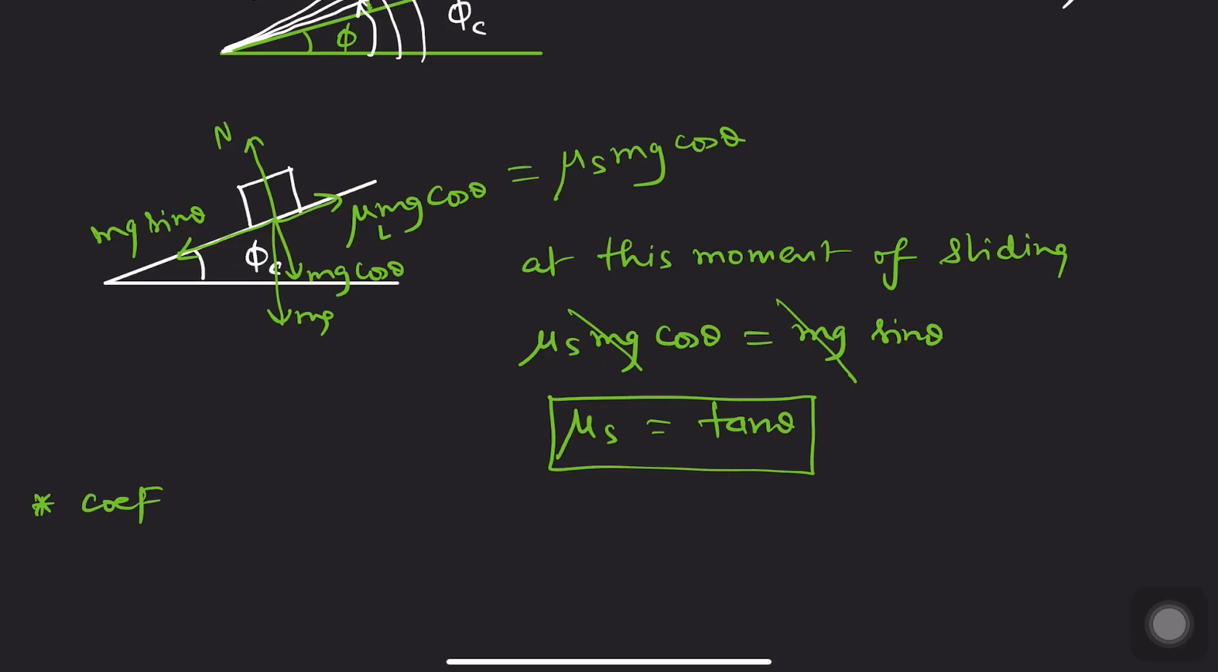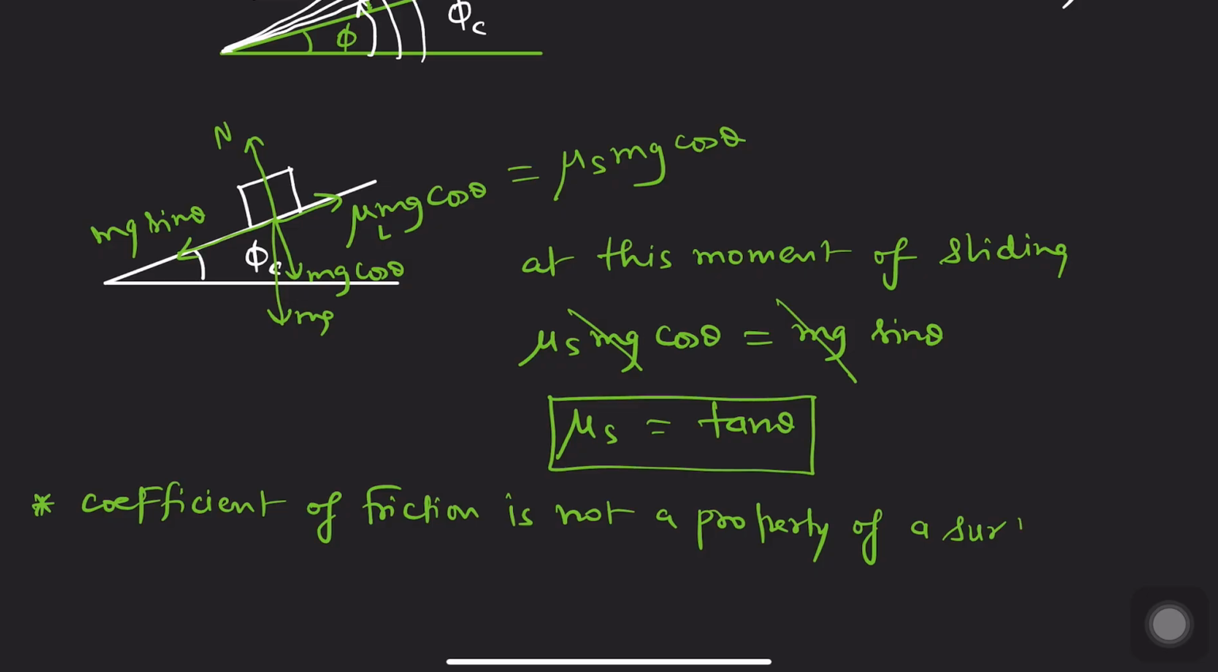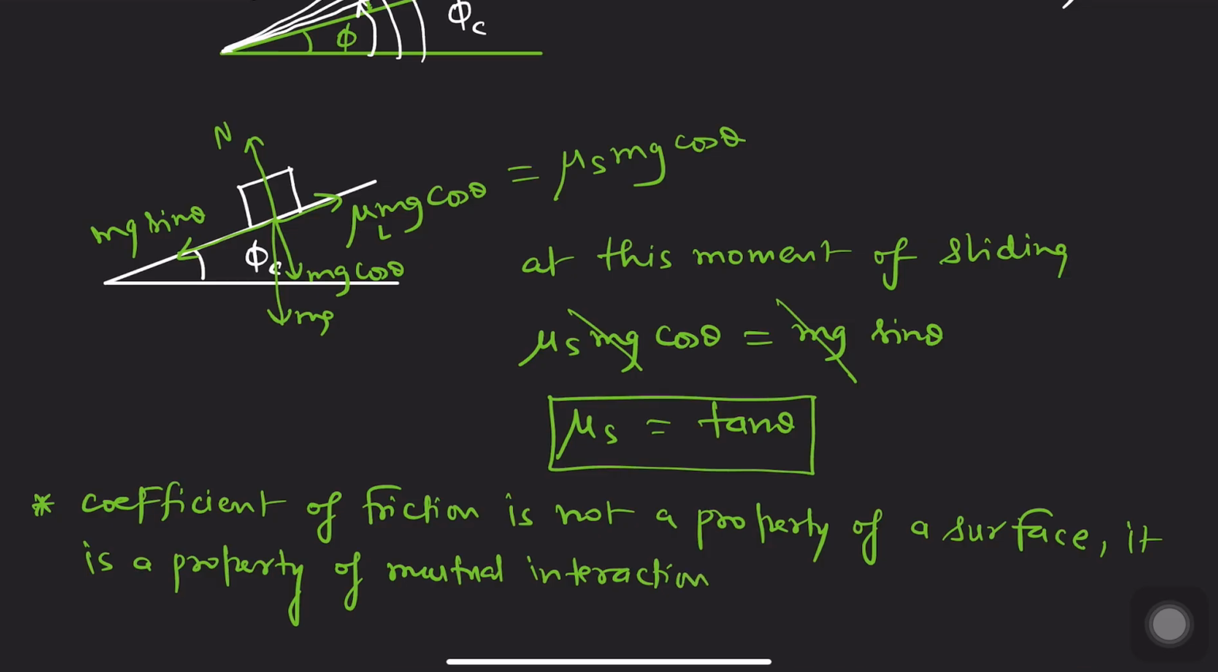So try to understand here. Coefficient of friction, this is very very important: coefficient of friction is not a property of a surface. It is a property of mutual interaction of two surfaces.